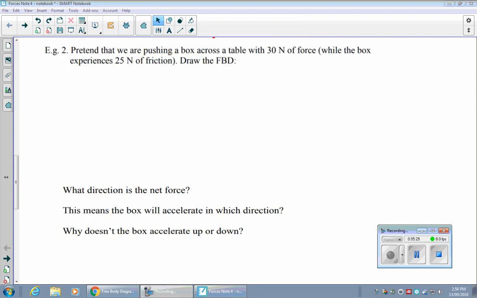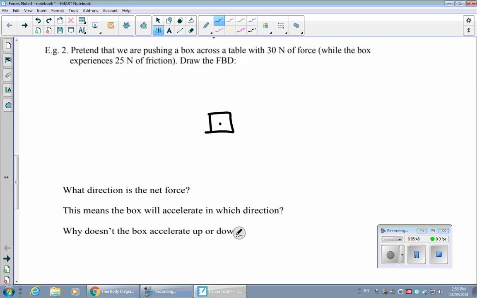But now let's try a little bit more complicated example. And this example is actually very similar to the one that I sketched out at the very top of the note. But now we're just going to put a little bit more specific information into it. We've got a box that's sliding across a table. So let's just draw our box. And again, it's a free body diagram, meaning we just need to focus on the box. It doesn't matter any objects that are around it. The table itself that it's sitting on doesn't really matter. We're just going to focus on the specific object itself, just the box.